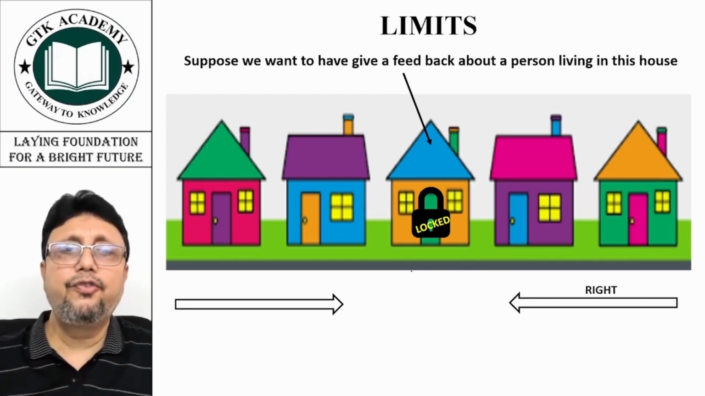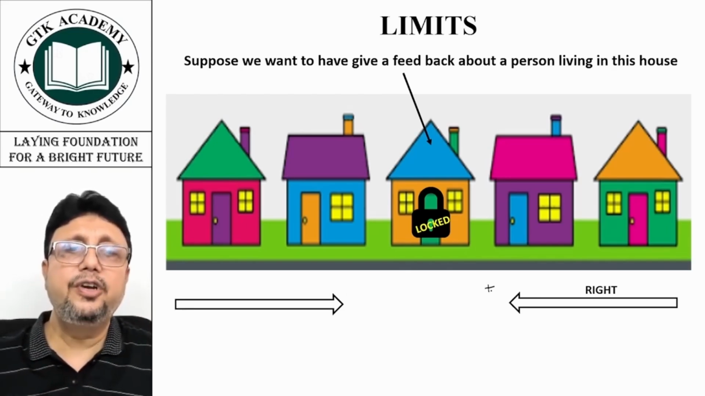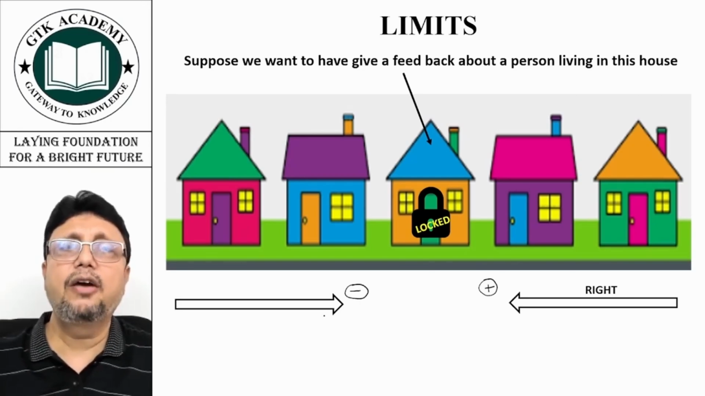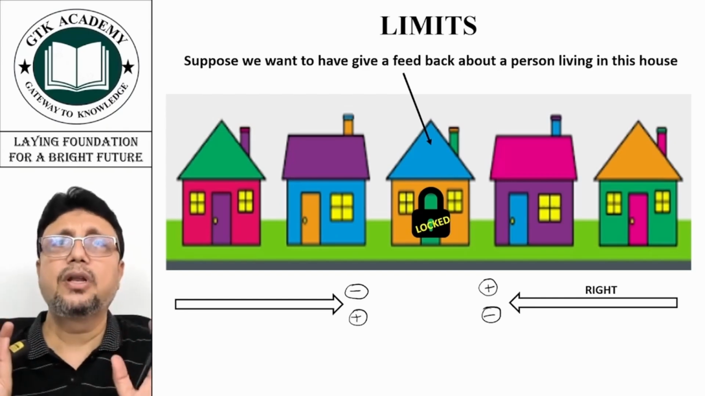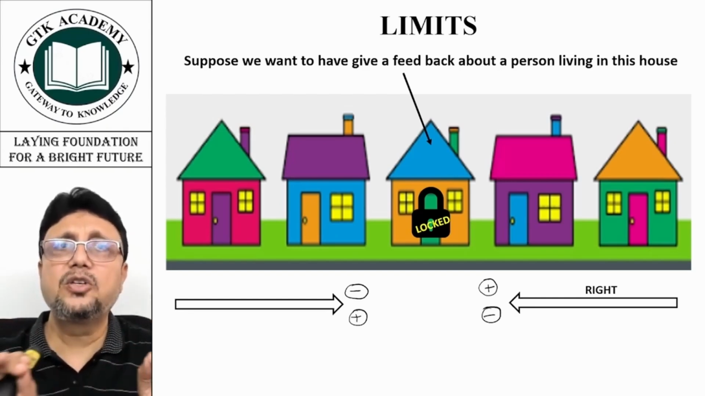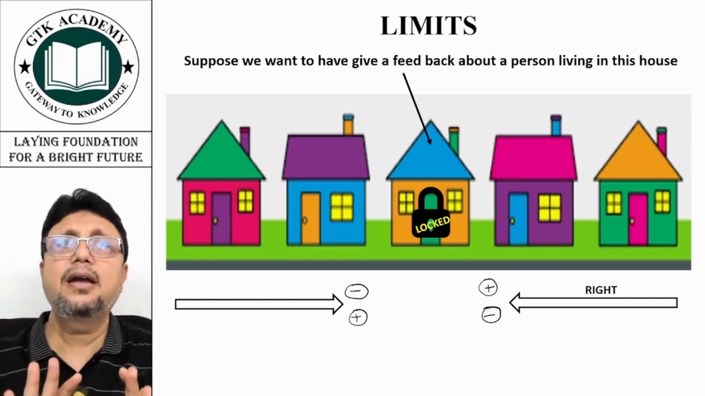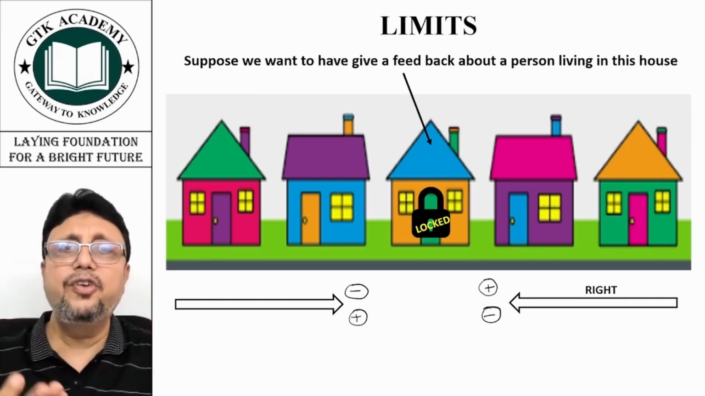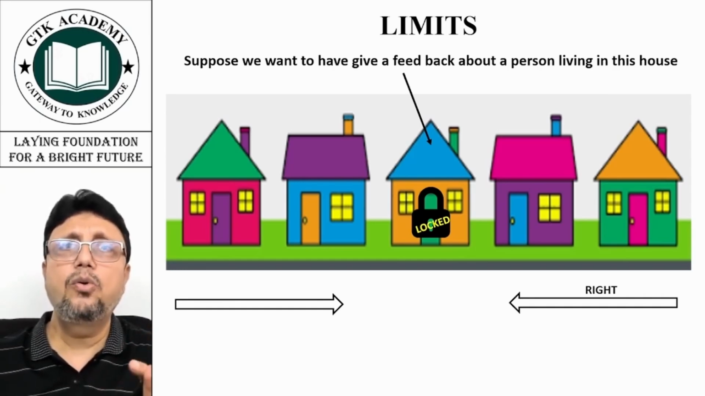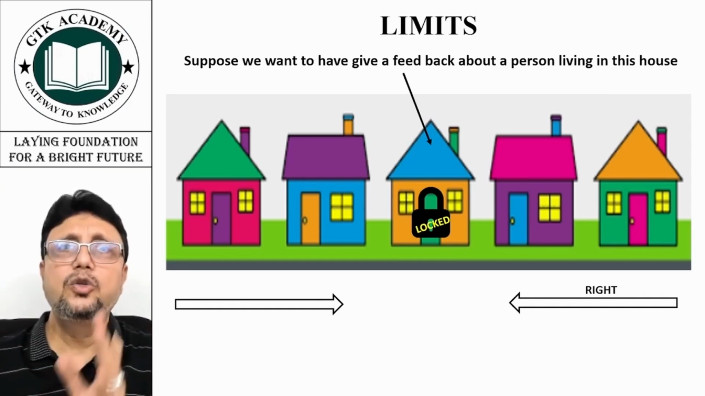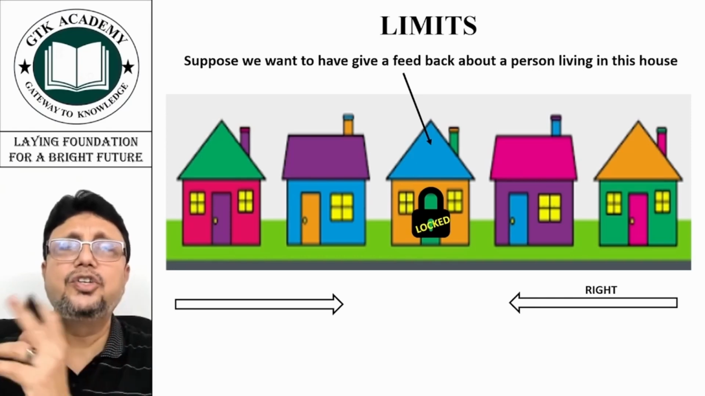But if you get a positive feedback on right and some negative feedback on left, or you get positive feedback on left and negative feedback on right, that means there is a confusion. Feedback does not exist. No proper feedback exists for a person. Right? So this is just an example to tell you what do we do in case of a function.